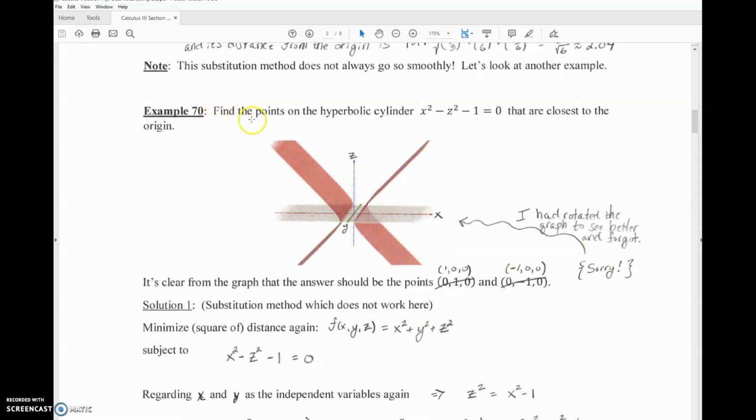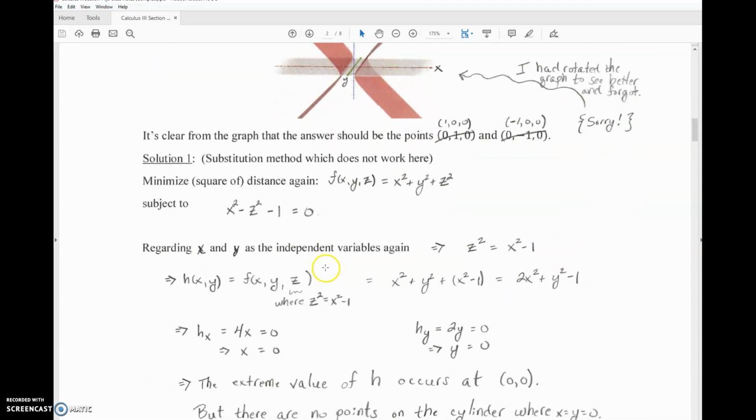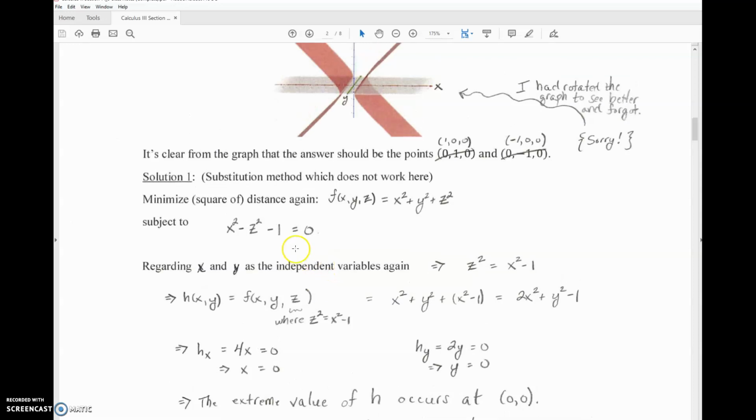So example 70, find the points on the hyperbolic cylinder x squared minus z squared minus 1 equals 0 that are closest to the origin. So it's clear from this graph that the answer should be the points 1, 0, 0 and minus 1, 0, 0. Those are closest to the origin of this hyperbolic cylinder. I typed the wrong thing because I had rotated the graph to see it better. Okay, so I'm going to try the substitution method and you'll see why it doesn't work in a bit, but I want you to understand why it doesn't work.